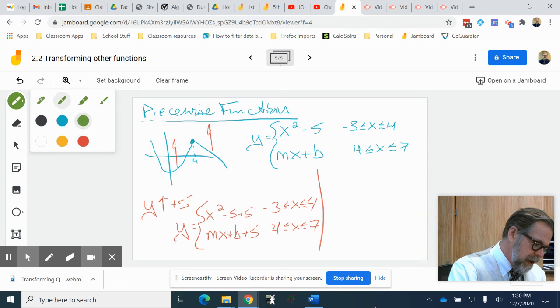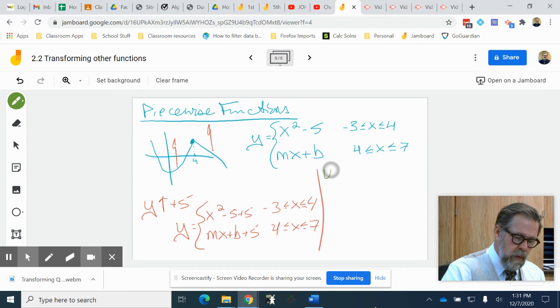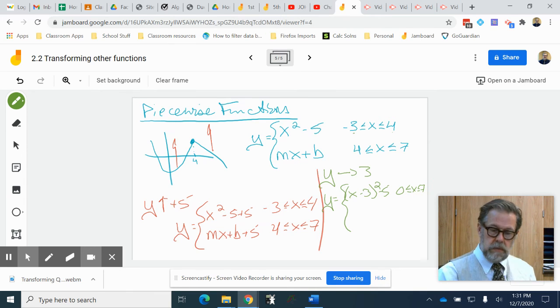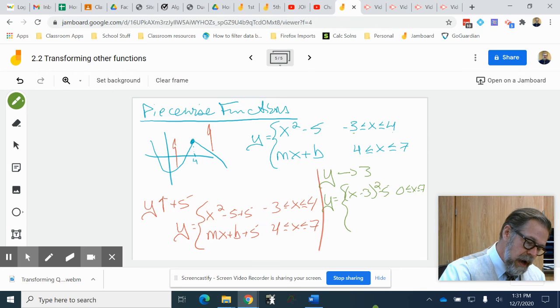Well, here's where you got to be a little careful, because what if I want to take y and I want to shift it to the right by 3? Well, this becomes y equals (x minus 3) squared minus 5. But notice it's not between negative 3 and 4 anymore. It's between 0 and 7, because I just moved everything over. M times (x minus 3) plus b, but I'm not going to be between 4 and 7 anymore. I'm going from 7 to 10.